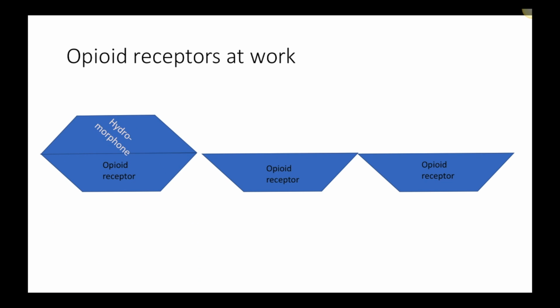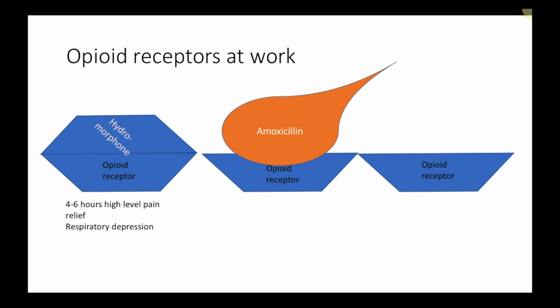So here we go. We've got hydromorphone. This hydromorphone molecule fits perfectly with the opioid receptor, and it has a high intrinsic value. That means it has a high intrinsic effect on the cell. So this is a pure agonist. It fits perfectly and has an intrinsic effect on the cell. You get 4 to 6 hours of high level pain relief, but it will cause respiratory depression as well. So that is hydromorphone.